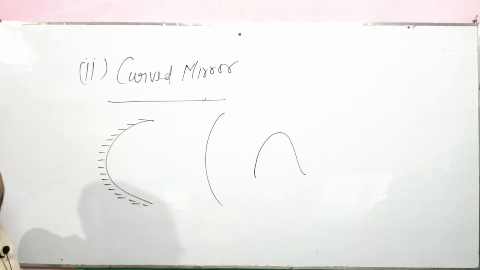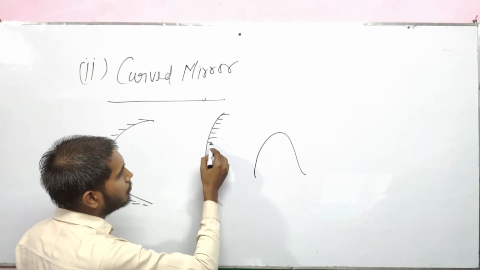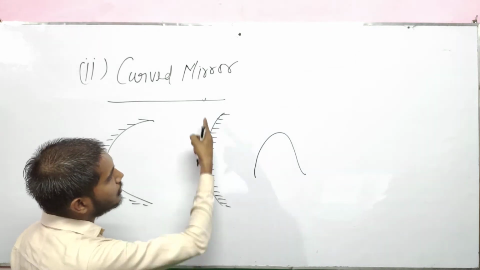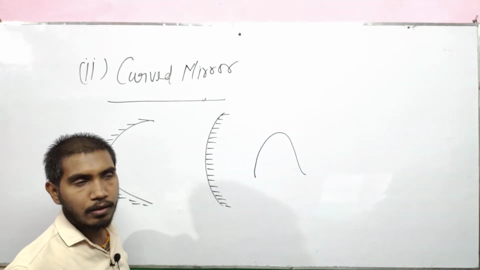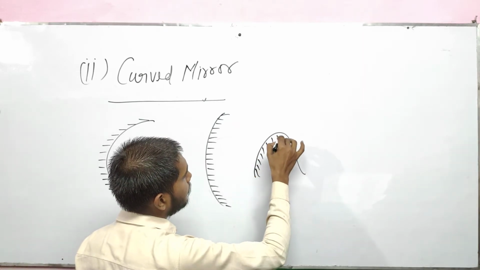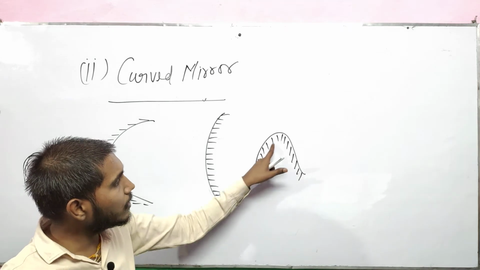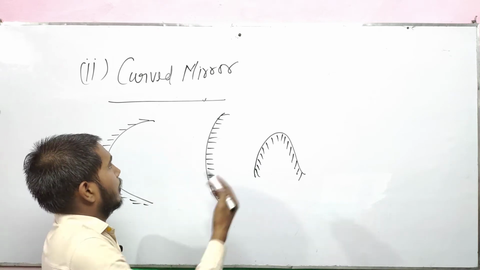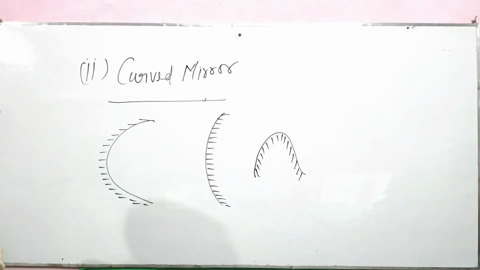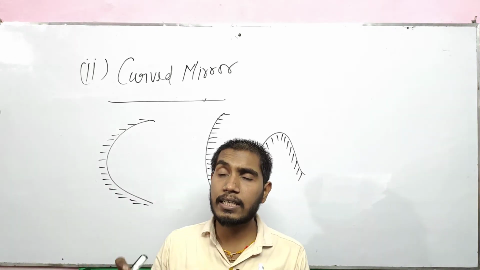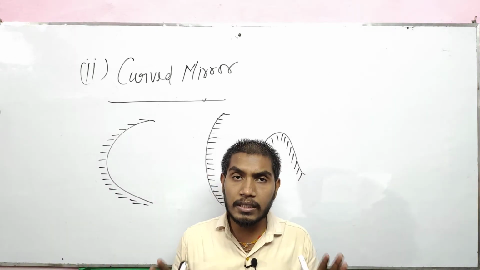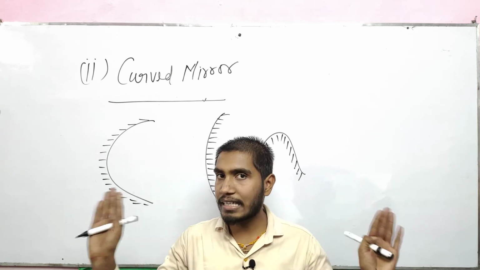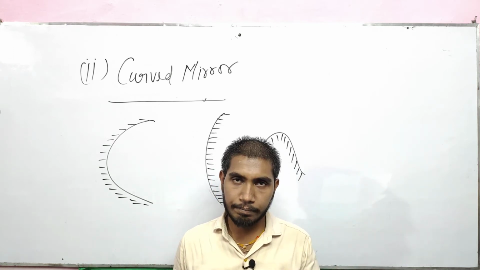This is a curved mirror. On polishing, this also makes a curved mirror. A highly polished curved surface is called a curved mirror. Of course, if you want, then you can polish at this side. So a highly polished curved surface is called a curved mirror. That means to say, to make the mirror, we have to polish the surface. Okay.